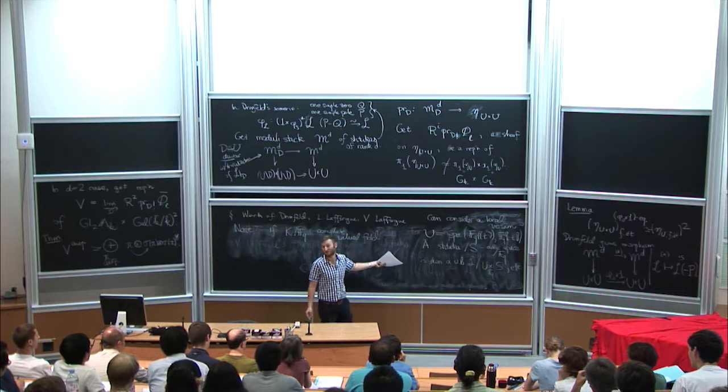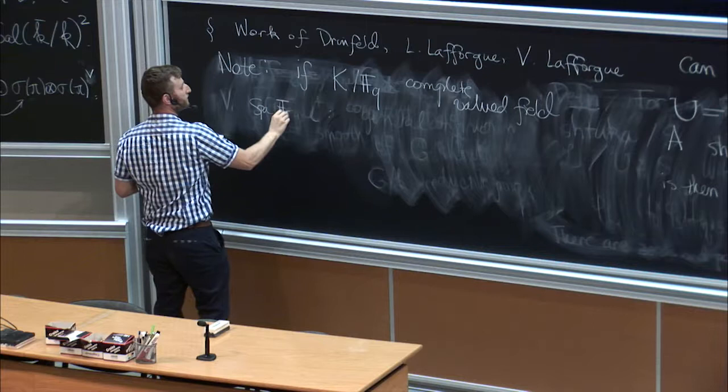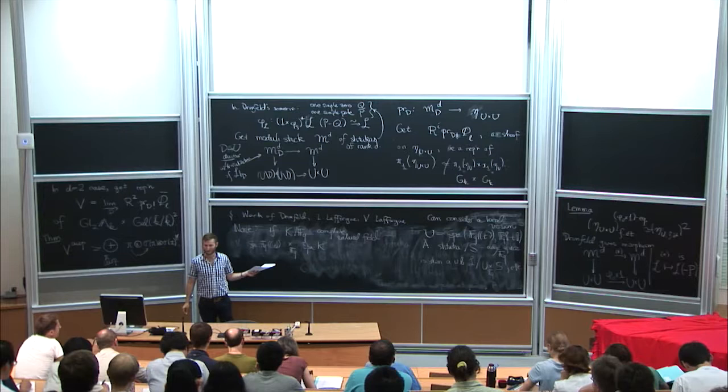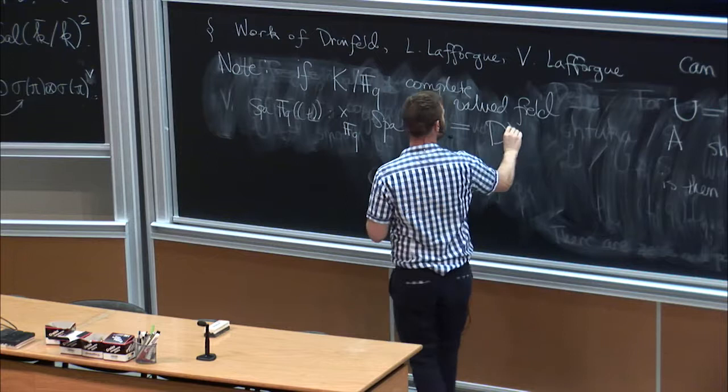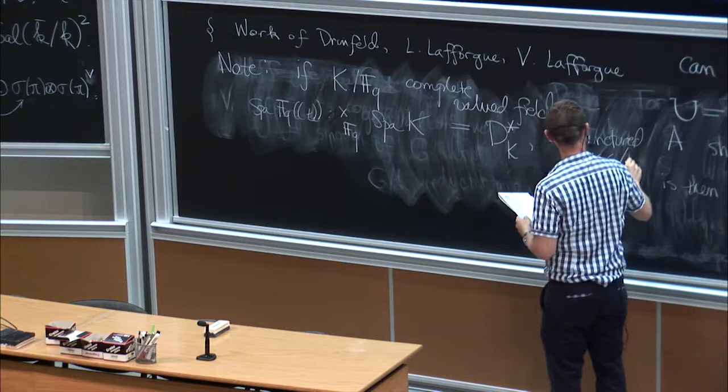So if K over Q_p is a complete valued field, I just want to write down this one fact. When I take Spa F_q((T)) over F_q, and Spa K, this is one point and this is one point, but the product of these two points is most certainly not one point. In fact, I'll write the thing as D star over K, and this is the punctured disk over K, and I'll write it in a few ways.